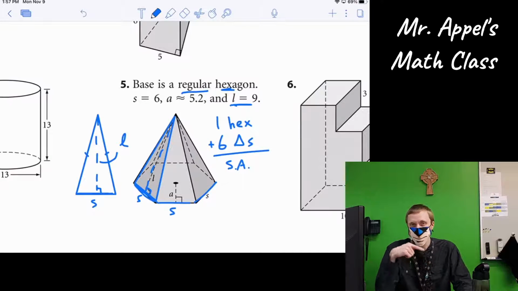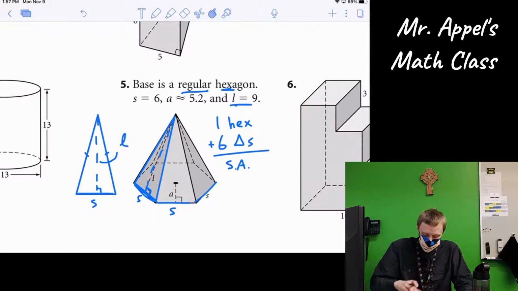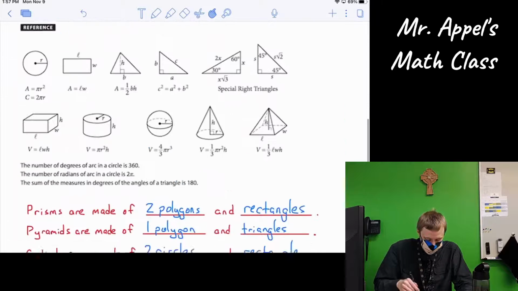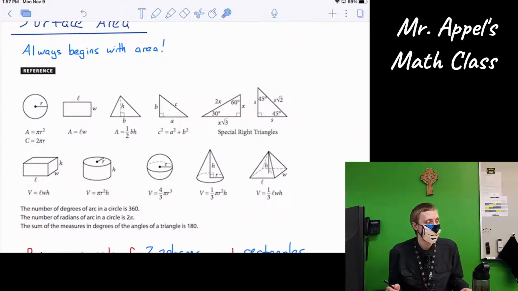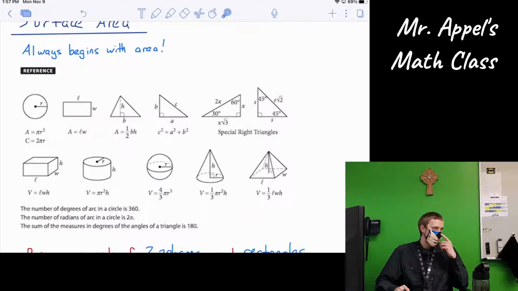What's wrong with the base of this pyramid? It's a hexagon. I don't have a formula for a hexagon down here. How the heck are we supposed to find the area of a hexagon? I don't think that was in your notes. That's not a common one. It's not like a trapezoid, where it's not on there, but it's the next most common quadrilateral.